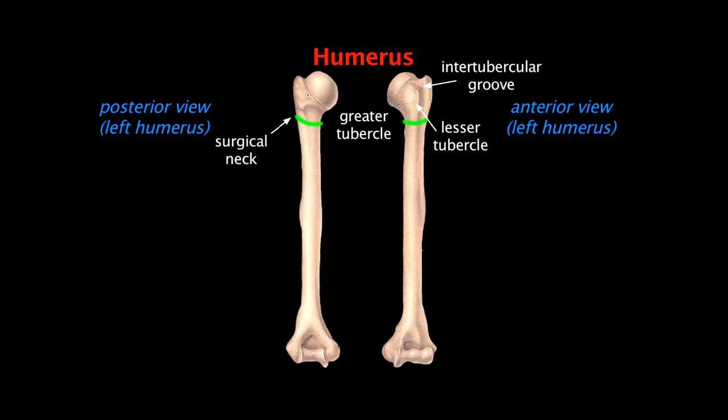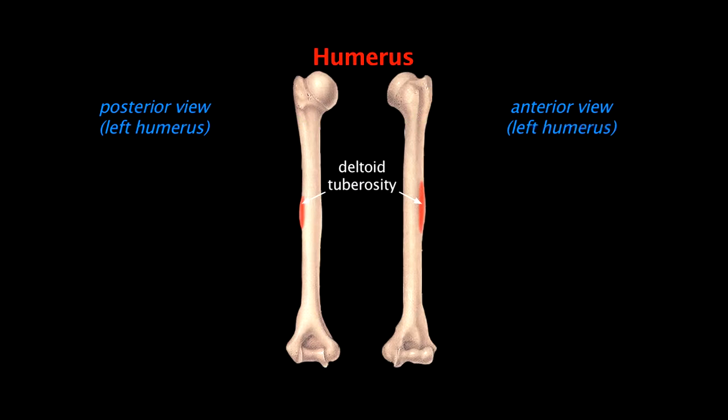Just distal to the tubercles is the surgical neck of the humerus, which is a common site for fractures. As you move down the shaft of the humerus, about midway on the lateral surface, you'll find another roughened prominence, which is called the deltoid tuberosity. This is the insertion point of the deltoid on the humerus. And running next to the deltoid tuberosity on its posterior side is the shallow radial groove. This groove is the path for the radial nerve and deep artery of the arm.